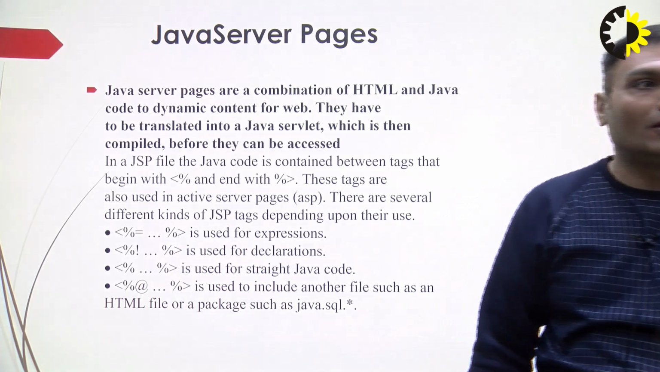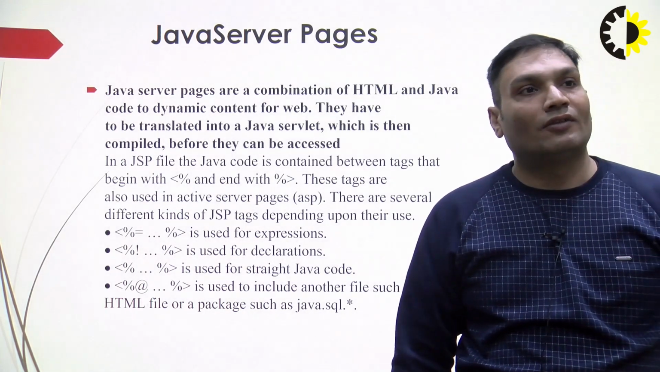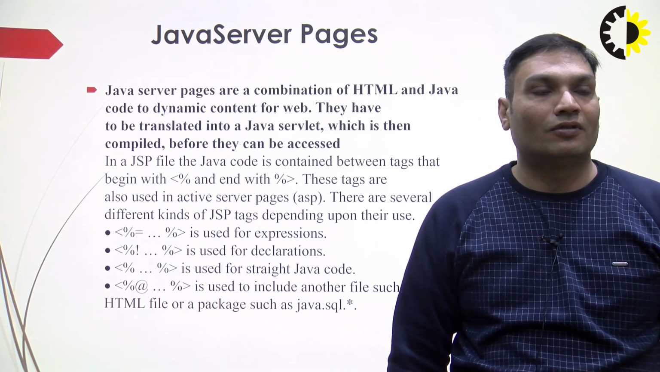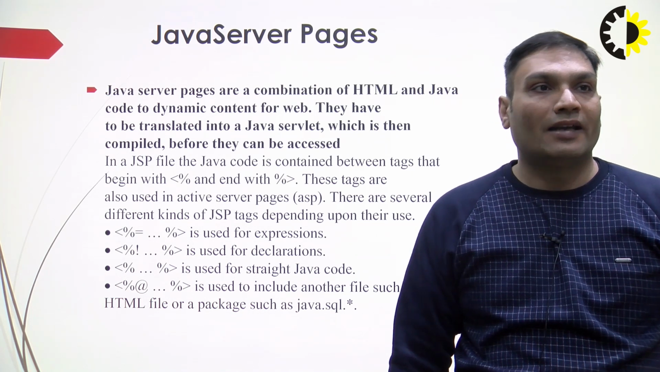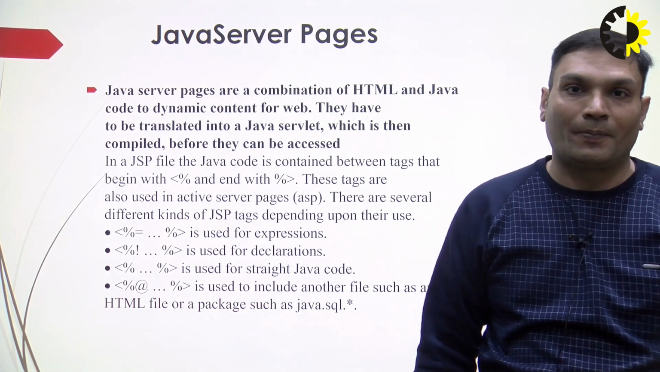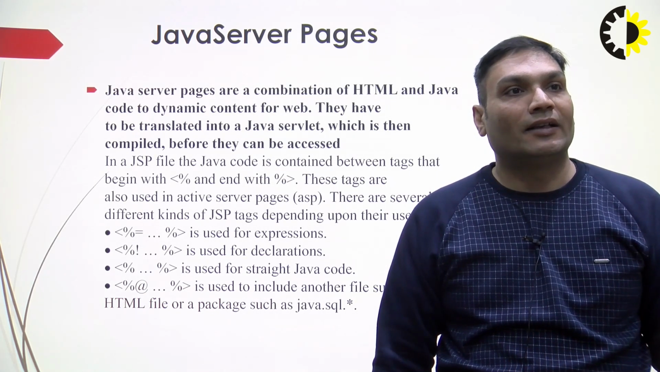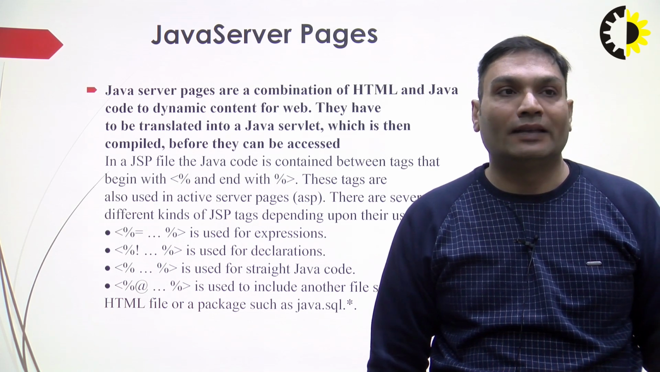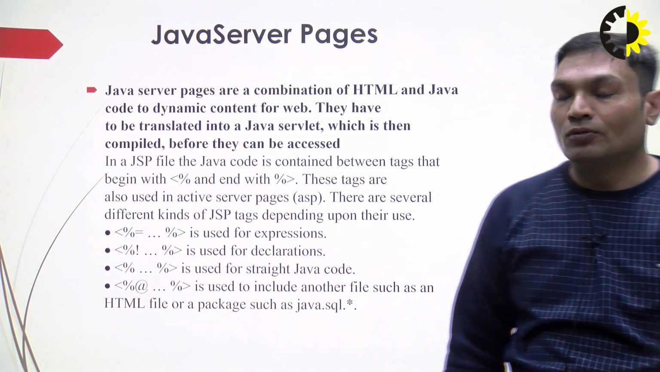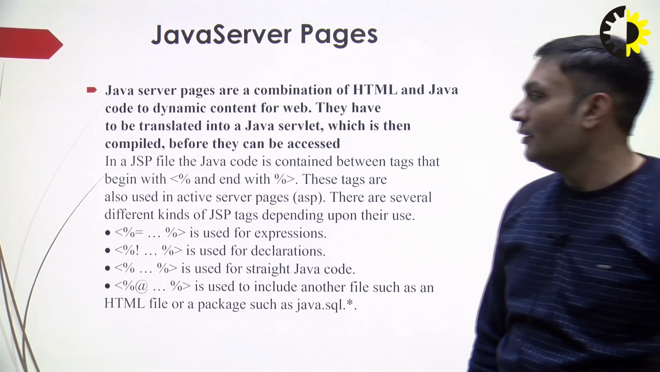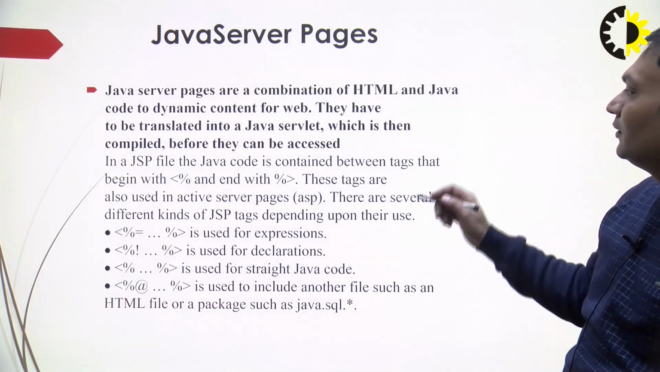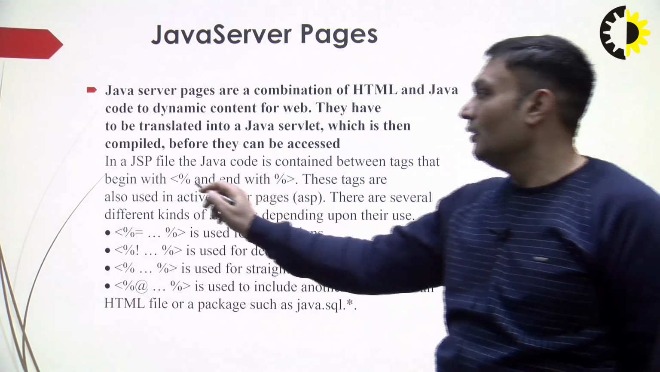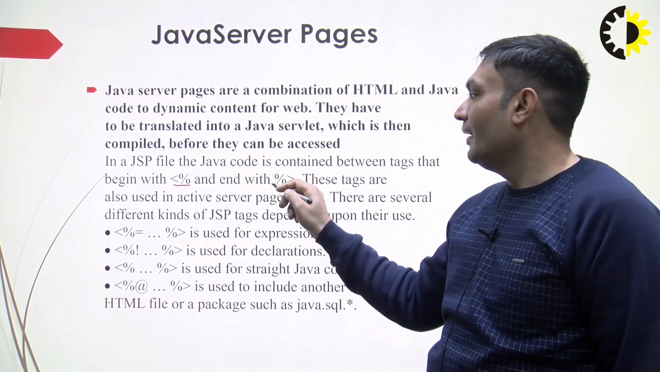So what is JSP? JSP stands for Java Server Pages, and they are the combination of HTML and Java code to create dynamic content for web. They have to be translated into Java Servlet, which is then compiled before they can get accessed. So in a JSP file, Java code is contained between the tags that begin with this one and end with this one.